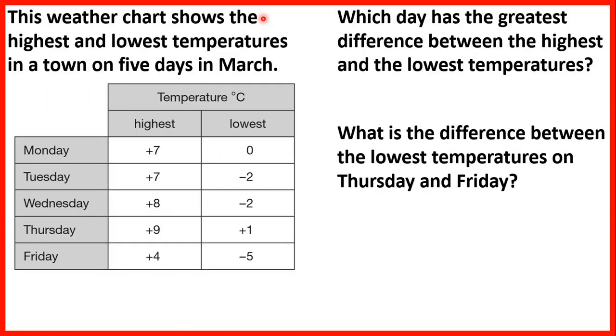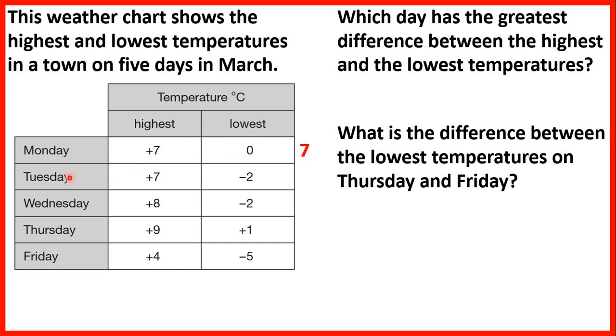This weather chart shows the highest and lowest temperatures in a town on 5 days in March. Which day has the greatest difference between the highest and the lowest temperatures? So let's look at each day and find the difference. On Monday, the highest was +7 and the lowest was 0, so that's a difference of 7.